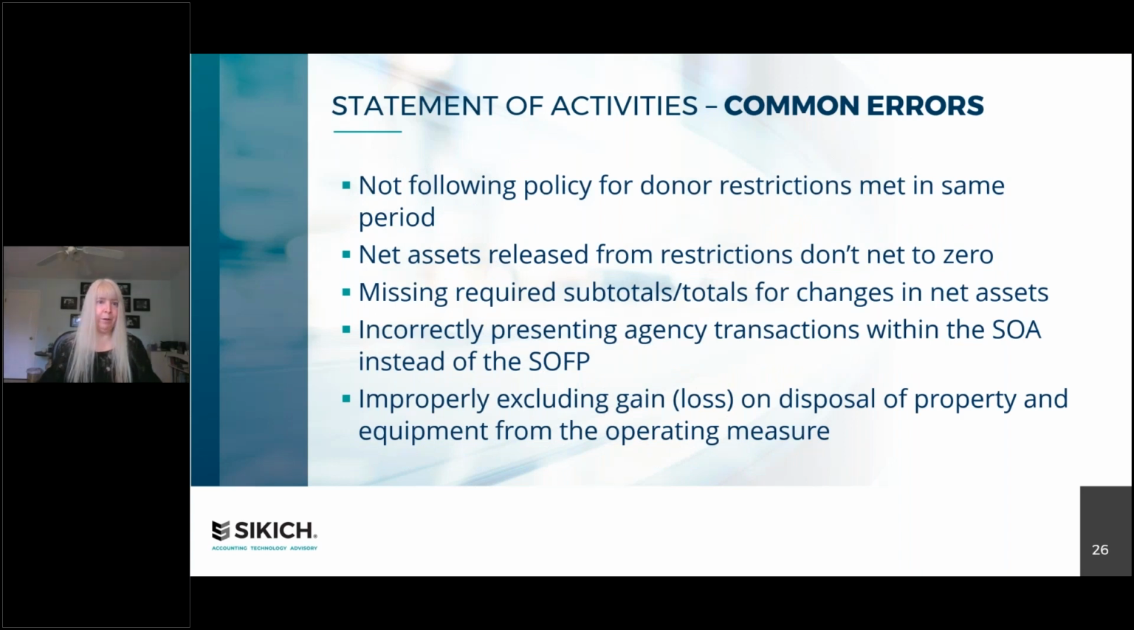So common errors in the statement of activities is not following that policy for donor restrictions met in the same period or investment return. As I mentioned, net assets released from restrictions don't net to zero. You're missing required subtotals or totals for changes in net assets. Incorrectly presenting agency transactions in the statement of activities instead of just showing them in the statement of financial position. I'm going to talk about this next one a little bit more, the operating measure, improperly excluding gain or loss on disposal of property and equipment in the operating measure.